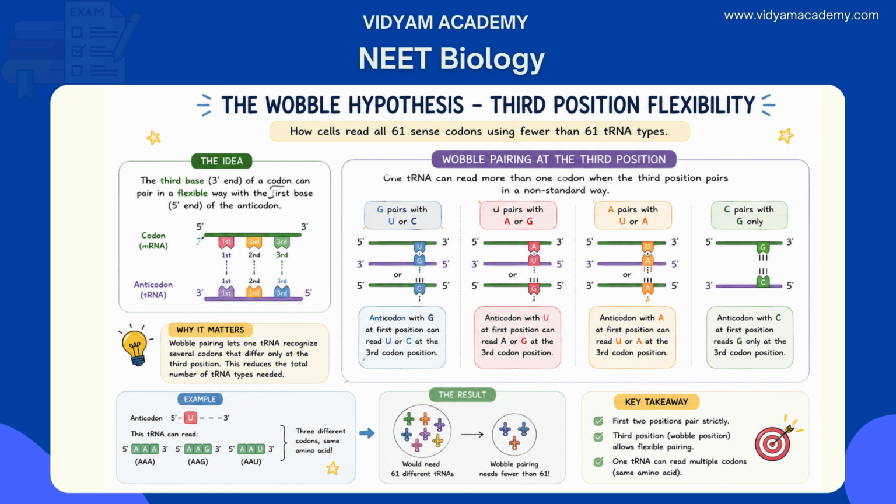Since synonymous codons typically differ at the third position, wobble pairing allows one tRNA to serve multiple codons encoding the same amino acid, reducing the total number of distinct tRNAs required. That's why option D is the right answer for this question.